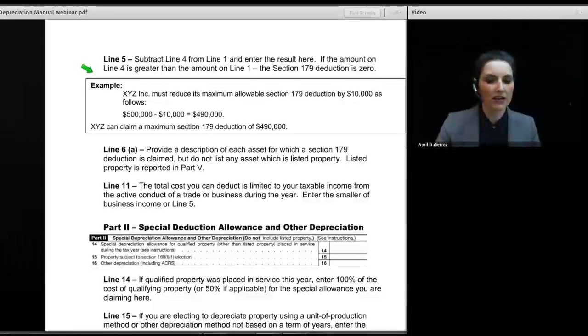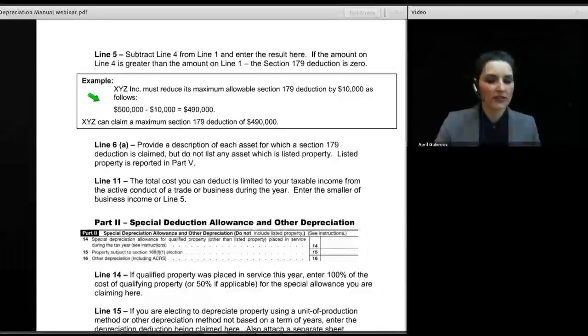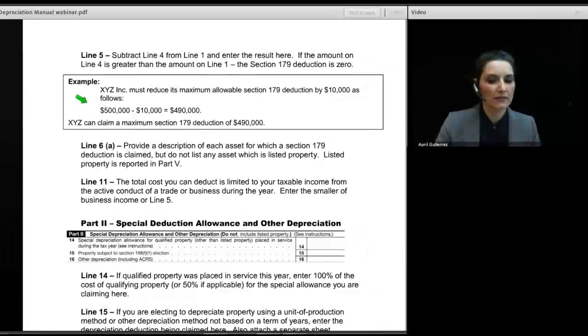And then we subtract line 4 from line 1 and enter the result here. If the amount on line 4 is greater than the amount on line 1, the Section 179 deduction is 0. And here is an example. XYZ Inc. must reduce its maximum allowable Section 179 deduction by $10,000 as follows: $500,000 minus $10,000 equals $490,000. XYZ can claim a maximum Section 179 deduction of $490,000.